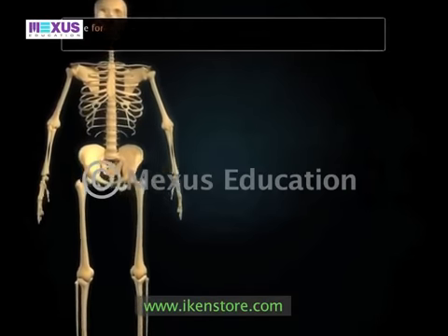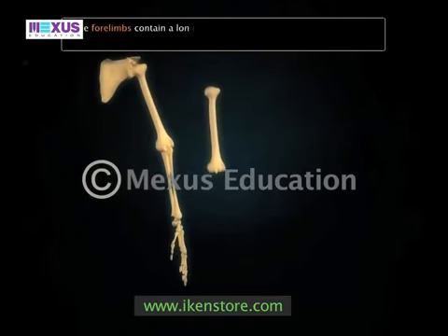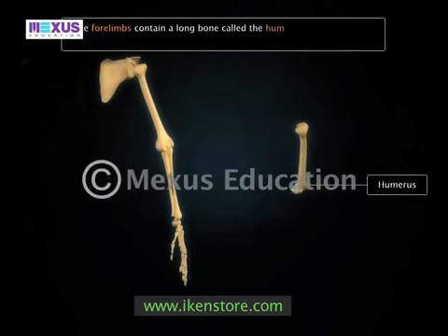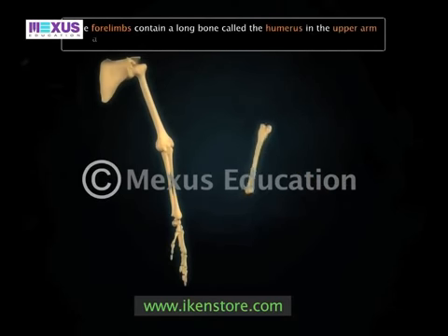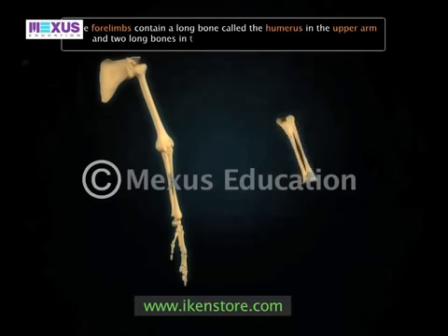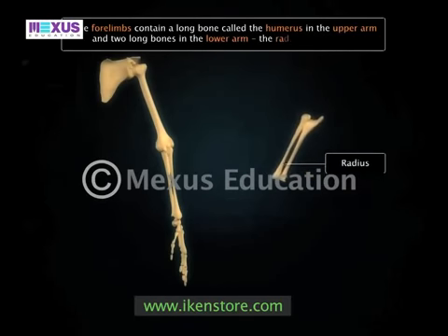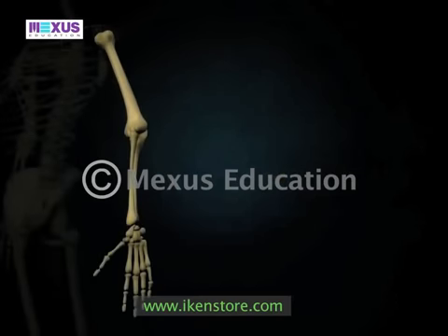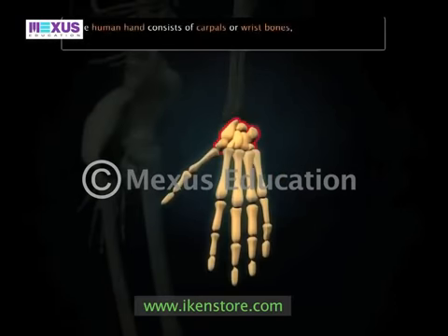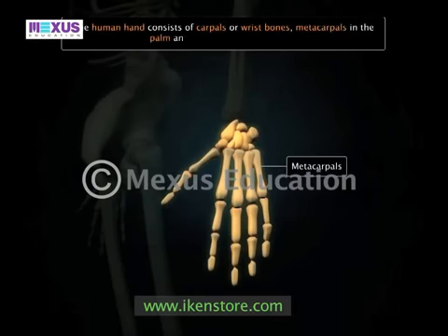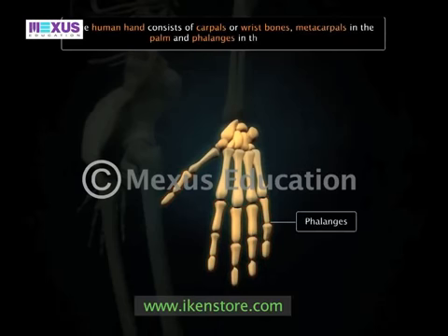The forelimbs contain a long bone called the humerus in the upper arm. There are also two long bones in the lower arm, the radius, facing the direction of the thumb, and the ulna. There are 8 carpals or wrist bones in the wrist, 5 metacarpals in the palm, and 14 phalanges in our fingers. Thus, there are 27 separate bones in the human hand.